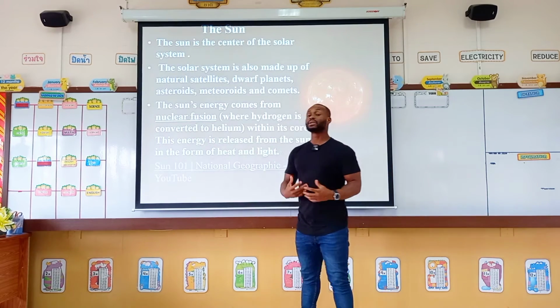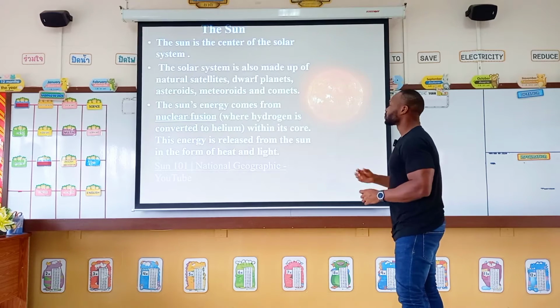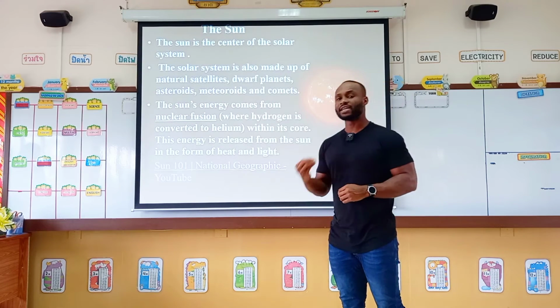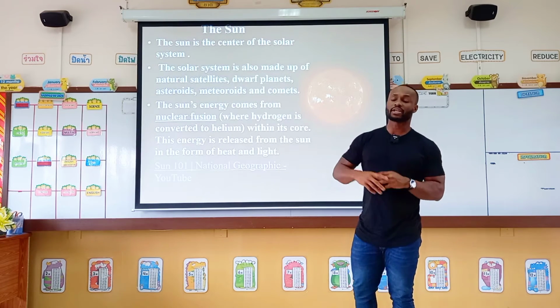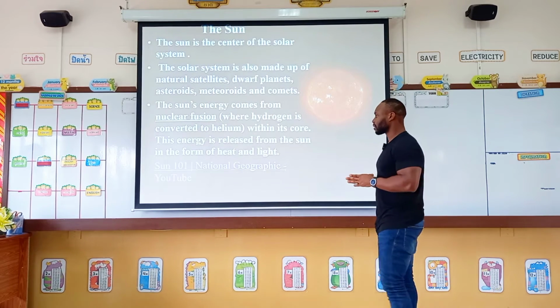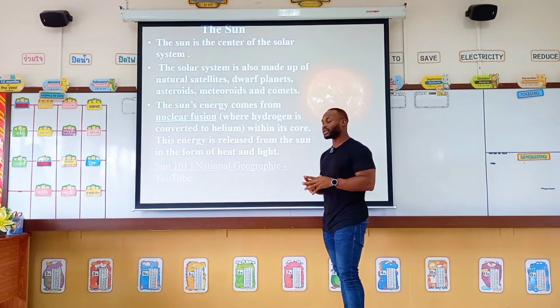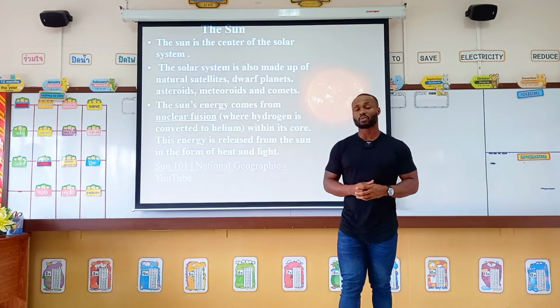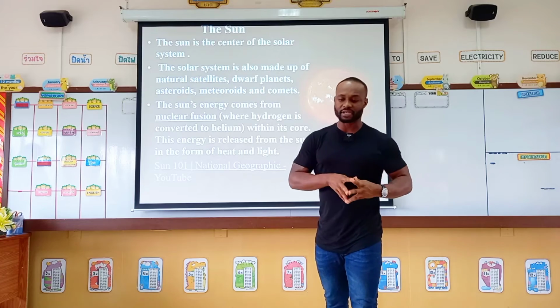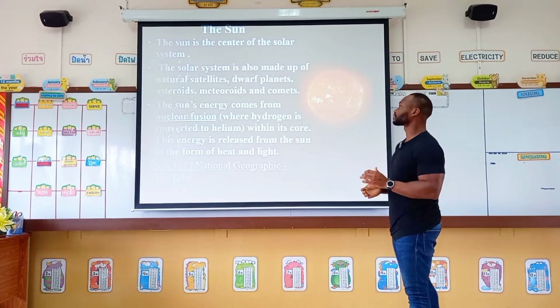The energy is released, okay? A strong energy is released from the sun in the form of heat and light. So the sun's energy is what? Heat and light. All right? So I have a video from the National Geographic channel that is really important, which is called Sun 101. It's going to give you all the in-depth information about the sun. Okay, we're going to show you that later on.